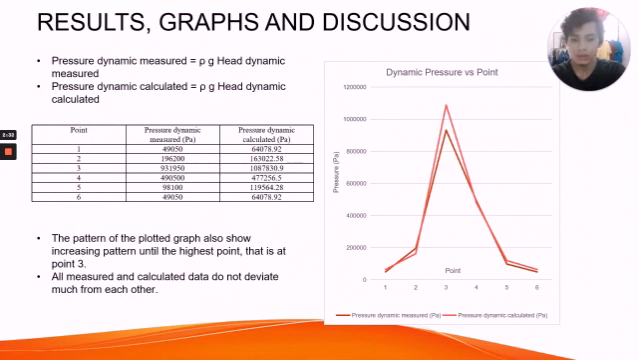For the last graph, the pattern is also the same, increasing and decreasing after reaching the highest point, which is point 3. Overall, the measured and calculated data of this experiment do not deviate much from each other, showing that the result is reliable and the efficiency of the system is high.